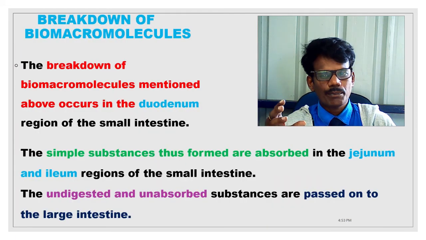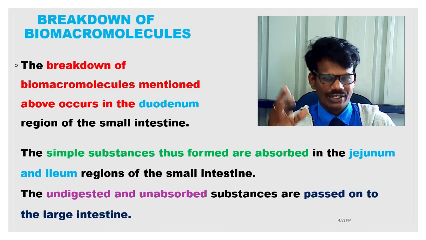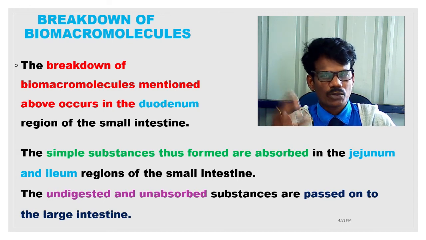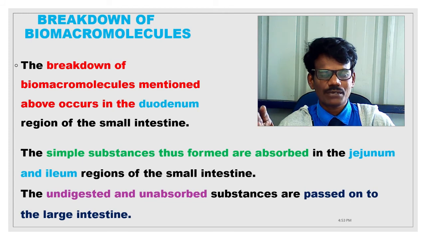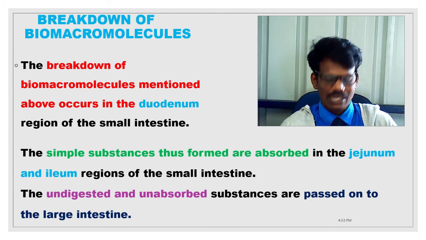The breaking up of the food substances like carbohydrate, protein and fat occurs at the duodenal region, and these broken food substances are then passed on to the next region of the small intestine, that is jejunum and ileum, where the digested food is absorbed. The undigested and unabsorbed food is passed on to the next region of the alimentary canal, that is the large intestine.